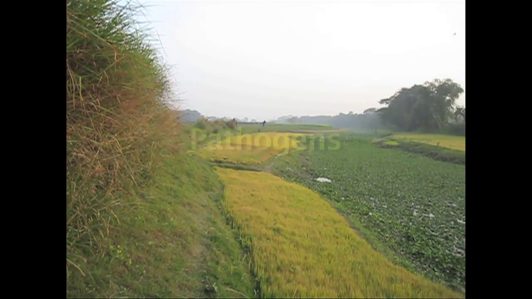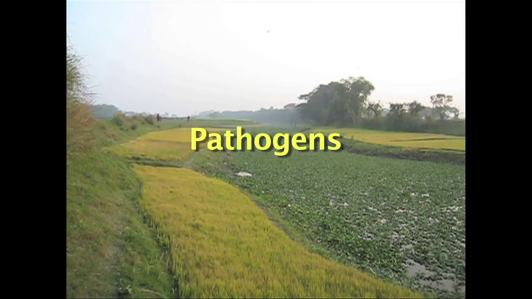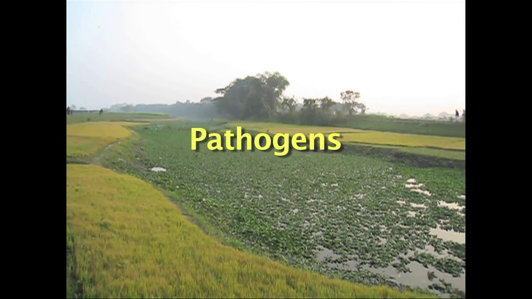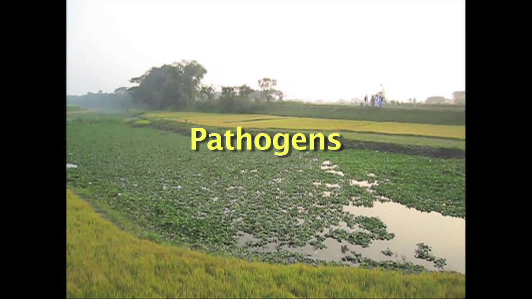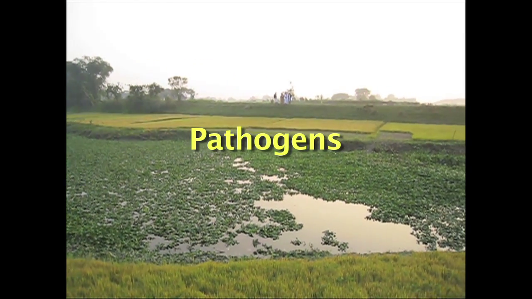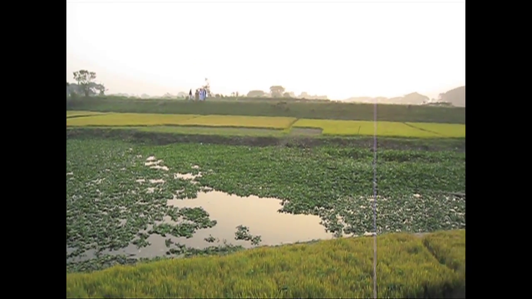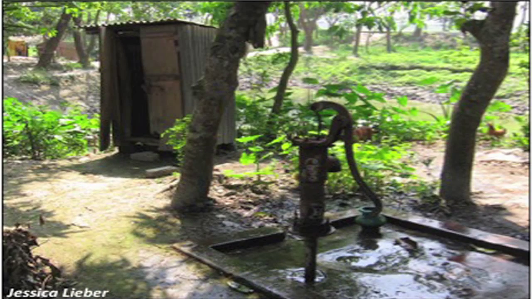Arsenic is not the only problem in Bangladesh that relates to drinking water. There is also a contamination related to the spreading of pathogens. Bangladesh doesn't have a sanitation system. There are no sewers that drain bathrooms. Latrines simply drain on the surface.